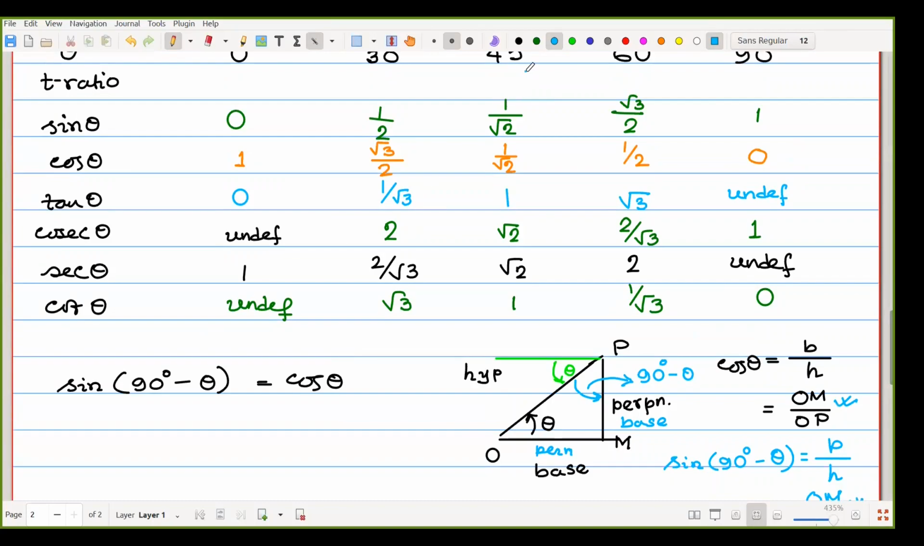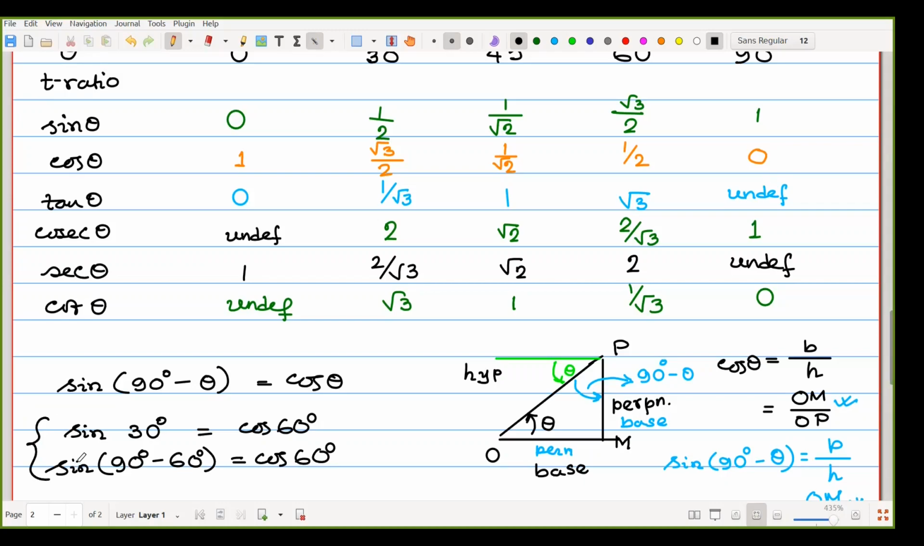Just like the previous table, sine 30 degree is equal to cos 60 degree. Look at the value. Sine 60 degree is equal to root 3 by 2, and cos 30 degree is equal to root 3 by 2. And that is happening. Why? Because sine of 90 degree minus 60 degree is equal to cos 60 degree. That is the way how we can find it.